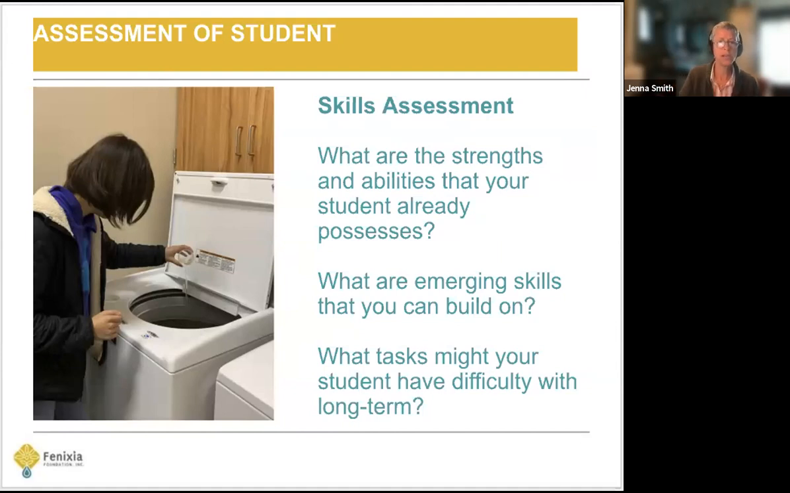So this young woman here, Jade, is doing some laundry. And for her, there were a number of steps in doing laundry that she was very independent in. And then there were a couple steps that were pretty hard for her. And it was through assessment that we were able to really zero in on which parts of that process were hard for her, so that we as educators could begin to focus our attentions on helping to build those minute skills, which would bring her to full independence in that task.